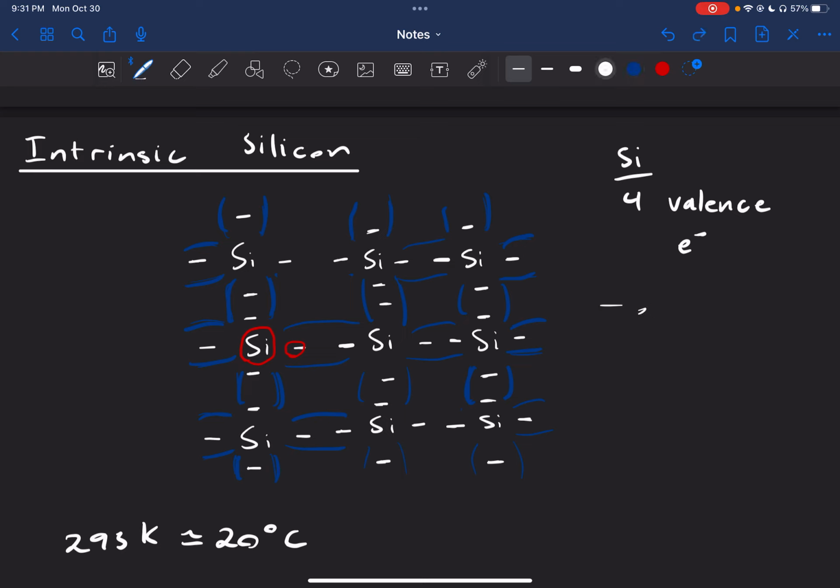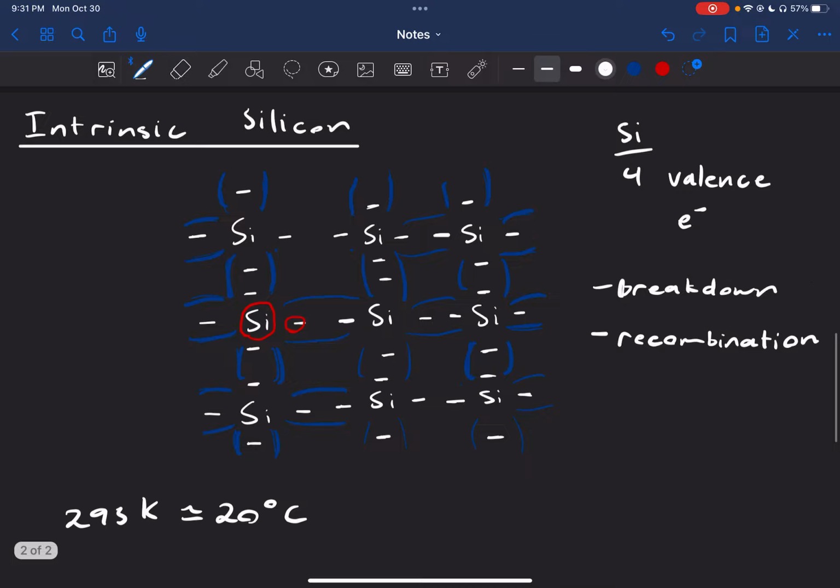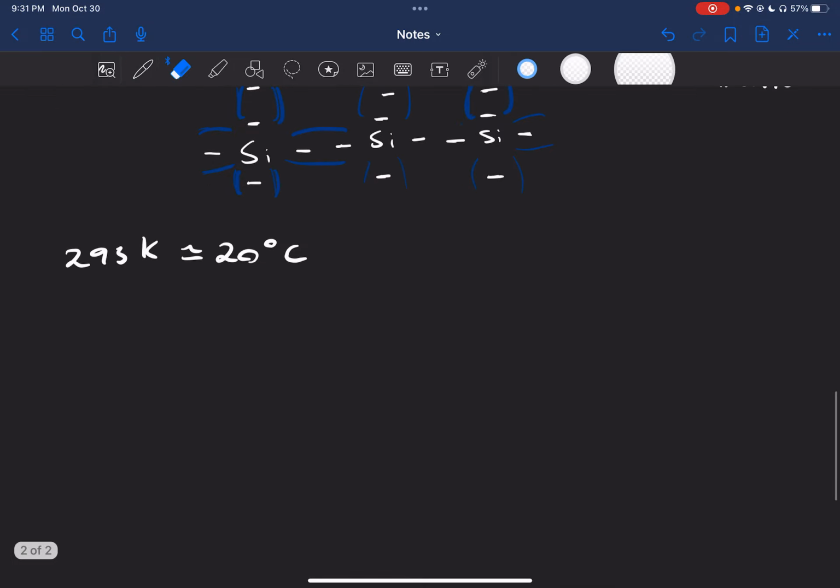So there are two things occurring at the same time. There's the breakdown of covalent bonds, and there's also the recombination. Right? So from this idea, we could sort of create an equality.